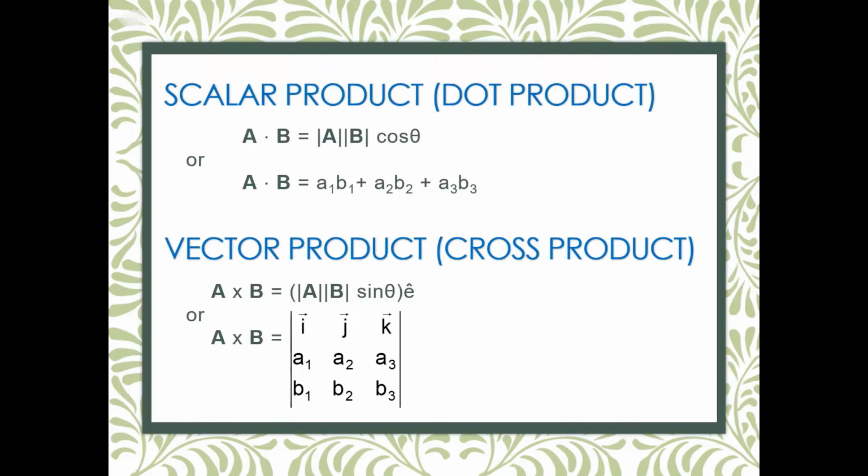Generally, the following are the formulas to be used to find the scalar and vector product depending on the information given in the question. Bear in mind that the answer for scalar product is always a value and the answer for the vector product is always a vector.